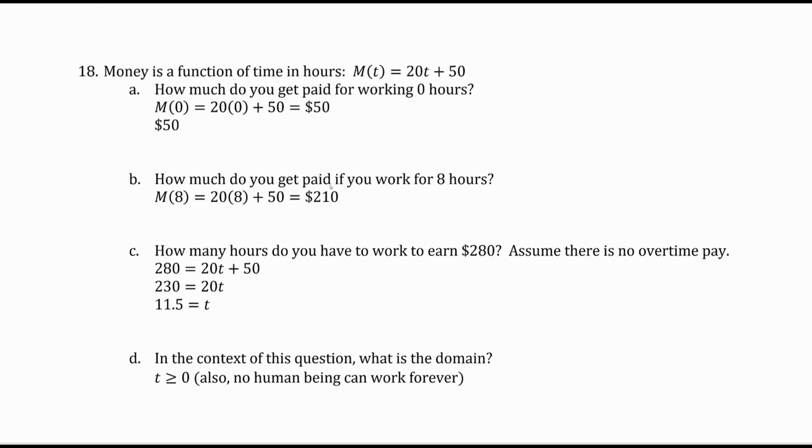How much do you get paid if you work for 8 hours? We substitute time equals 8. 20 times 8 is 160, plus 50 is $210.